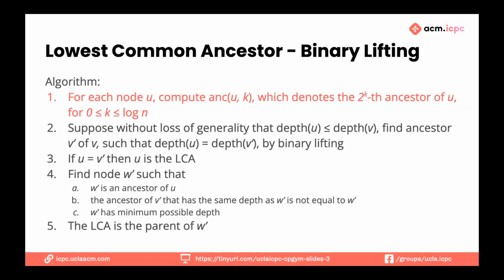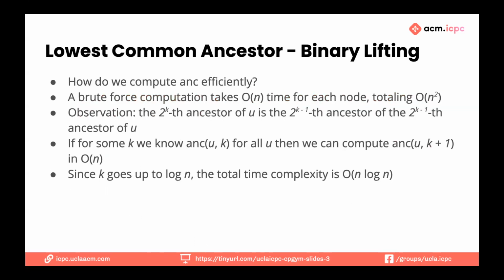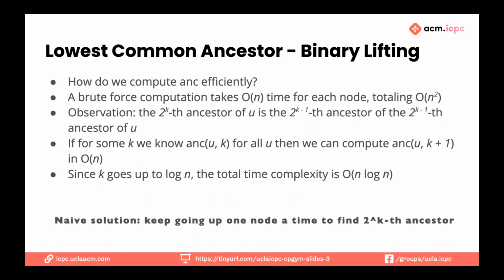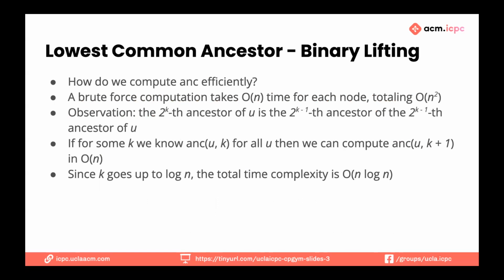Okay. So for each node u, we want to compute anc of u and k. How do we do that efficiently? If you think about it, a brute force computation would take O of n time for each node, because you start from the node and you keep going up. Like you go up to the 2 to the 0th parent, and then the 2 to the first ancestor, and then the 2 to the second ancestor. So you just have to go up until you hit the root, which is O of n. So it would take a total of O of n squared time.